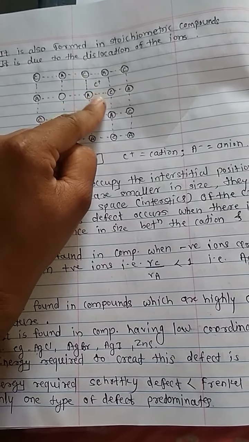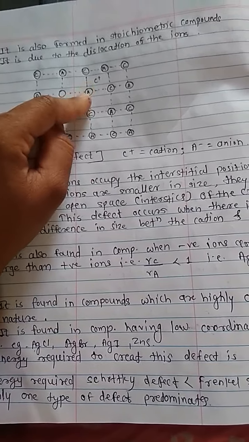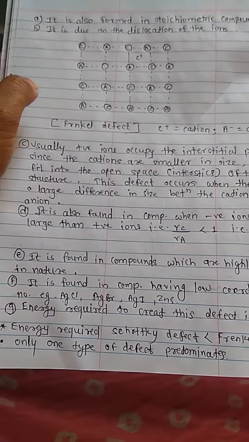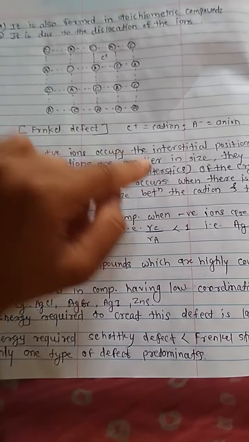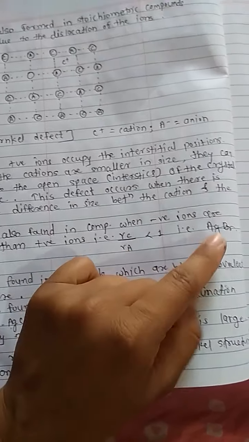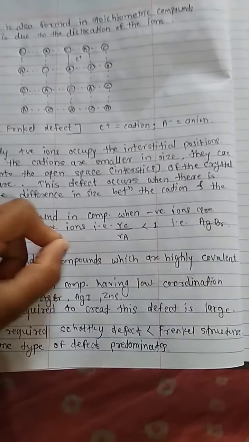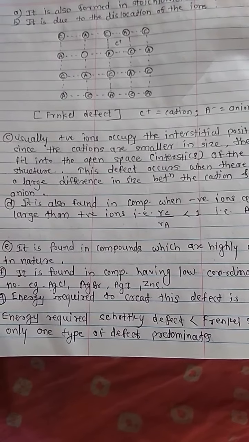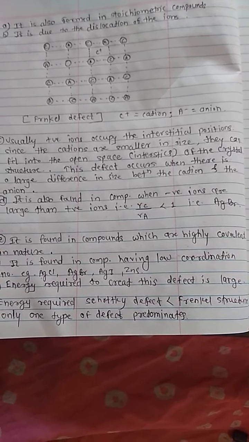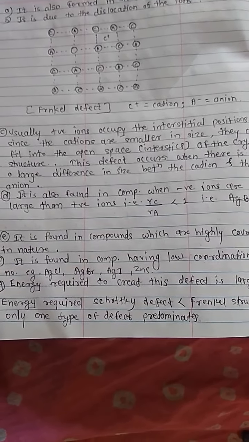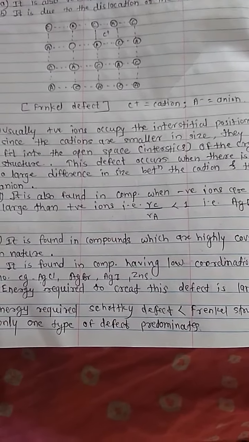This is called the interstitial position, and the cation is fitted in this position. In this compound, the cation to anion ratio is less than 1. For example, silver bromide. Silver bromide, silver chloride, these are silver halide compounds, which are highly covalent in nature. It is found in compounds having a low coordination number. For example, silver halides have a low coordination number. Zinc sulfide also has a low coordination number.